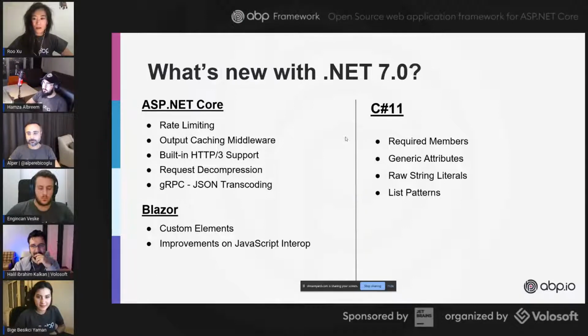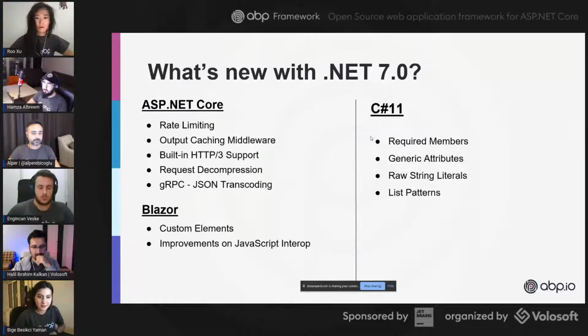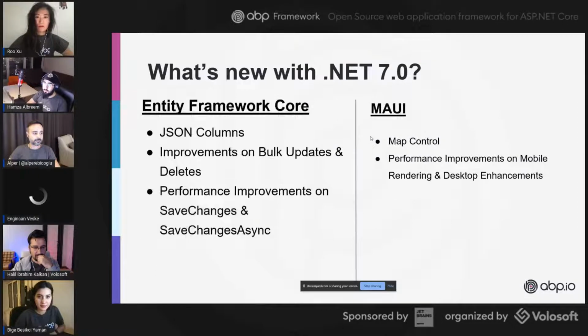with .NET 7. So we have 5 sections right here. We have what's new with ASP.NET Core, what's new with Blazor, C# 11, Entity Framework Core, and MAUI. I will be explaining what's new with ASP.NET Core and Blazor, and my friend Engin will have what's left.